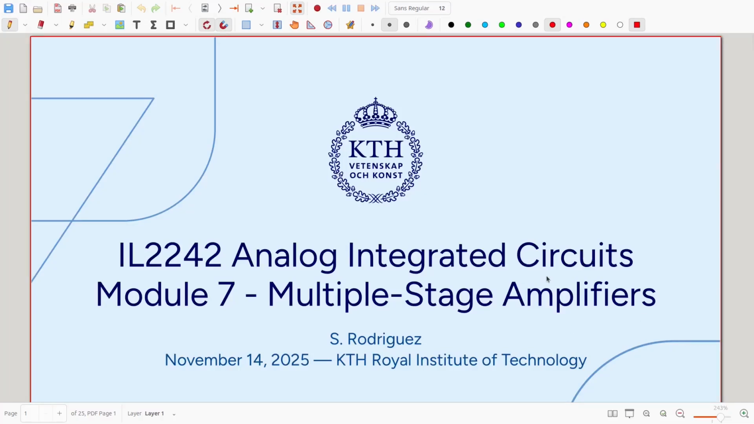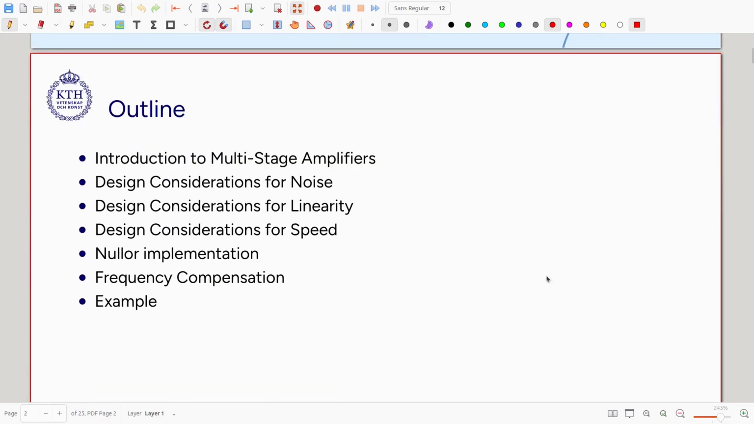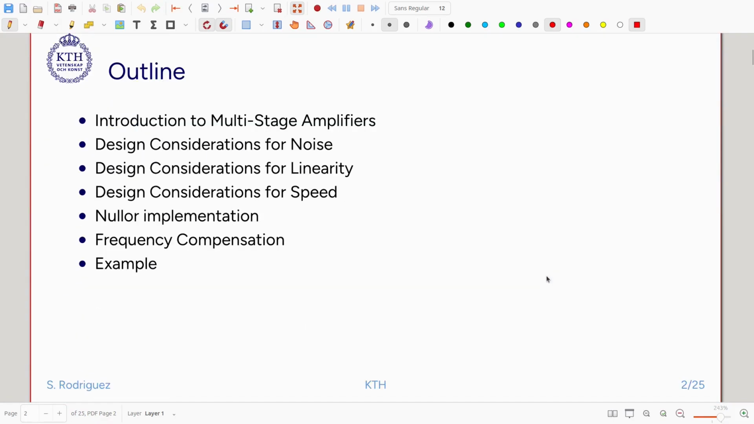Hello everyone and welcome to this lecture on multiple stage amplifiers. The outline for today's lecture will be the following.